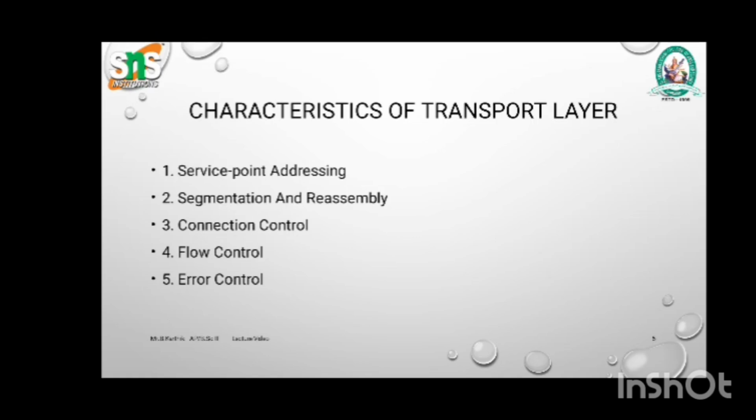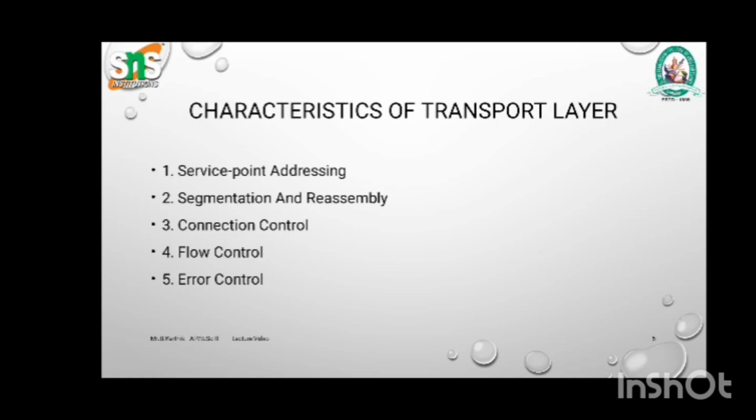Next, connection control. Two services are offered by the transport layer: both connectionless and connection-oriented services are available. Every segment is handled as a separate packet by connectionless services, so they all take distinct paths to get there. In a connection-oriented service, each packet follows the same path.